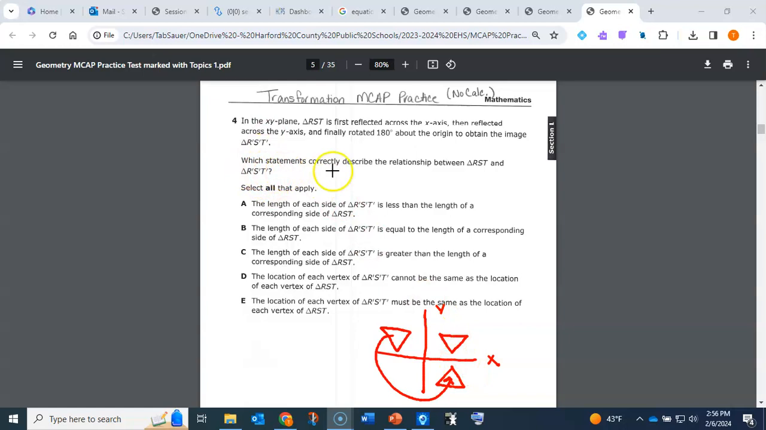So it says, which statements correctly describe the relationship between triangle RST and triangle R prime, S prime, T prime, and to select all that apply.